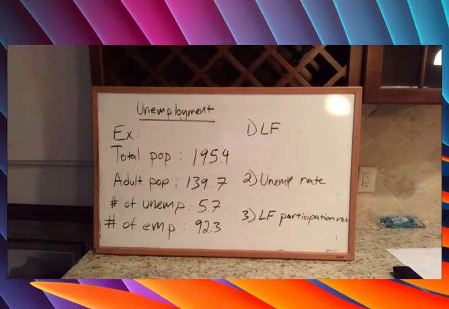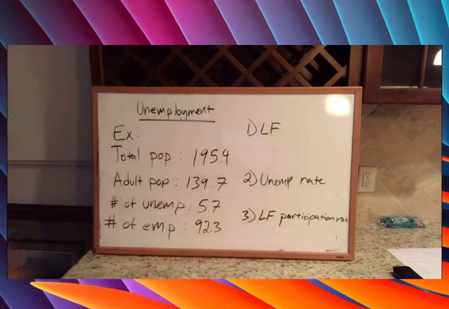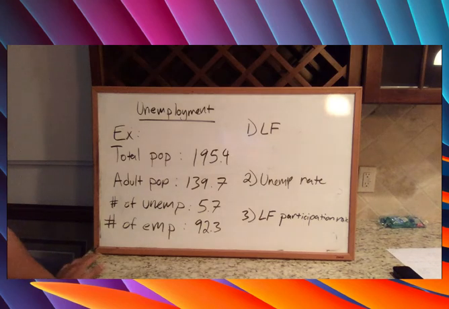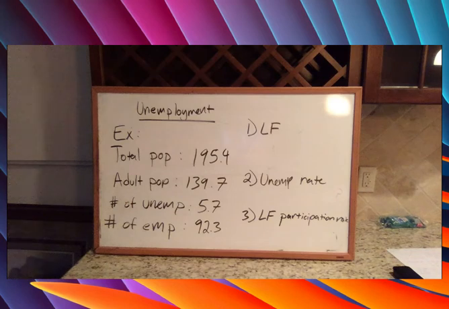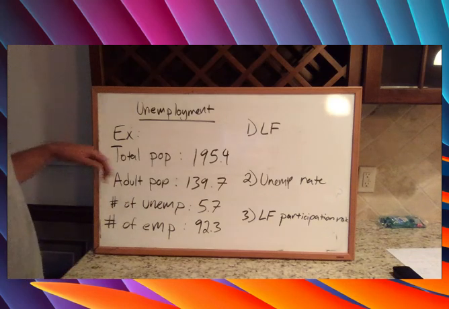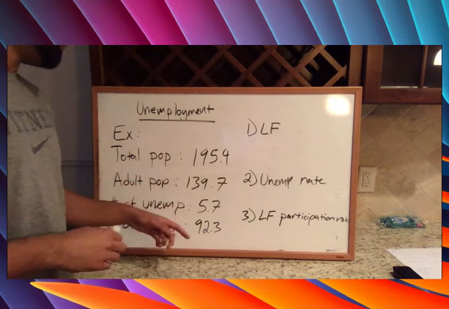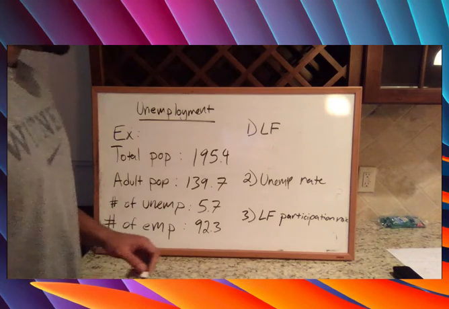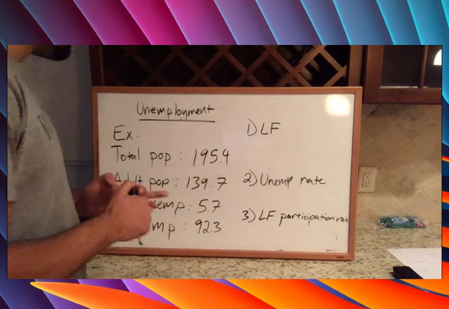All right, so now this is our first practice problem. Here I give you a little output, and I'm asking you to calculate labor force, unemployment rate, and labor force participation rate. So you have the formulas, you just need to plug this in. At any point in the video, you can pause it and do the practice problems on the side, and then check your answers in a bit. So total population is 195.4, adult population is 139.7, number of unemployed 5.7, number of employed is 92.3, and these are all in millions. So just make sure you remember that.